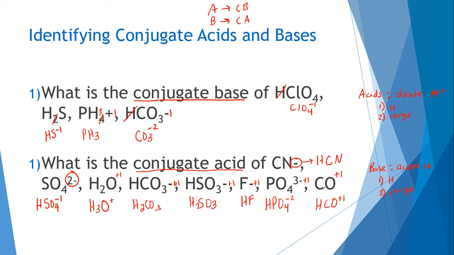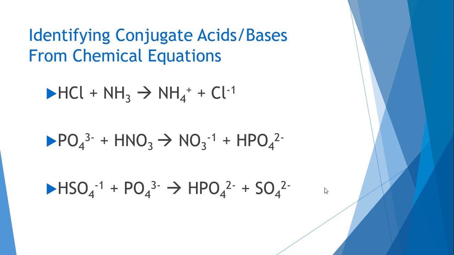If you're still struggling with these, make sure that you come in and we can go over them. The last thing that I want to add is this isn't in your notes, but I do have problems like this on your homework, so I kind of want to go over it. We're going to identify conjugate acids and bases and also identify the original acids and bases. So here, acids and bases are going to be located on the left of the arrow. Conjugate acids and bases are going to be located on the right of the arrow.